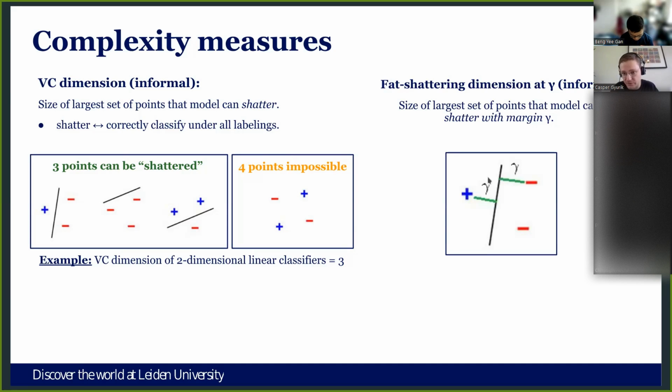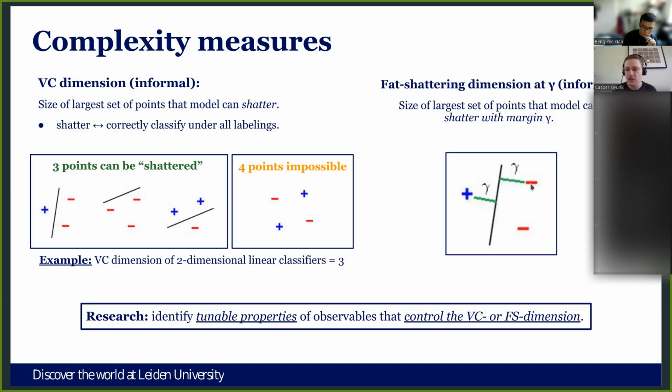Sorry, I'm pointing with my finger. This distance gamma from the hyperplane to the data point, really, this is the margin. So it's like a generalization of VC dimension. And what we went ahead and did in our paper is identify tunable properties which allowed us to control this VC and fat shattering dimension. Because as we said on the previous slide, it helps us navigate along the x-axis in structural risk minimization.